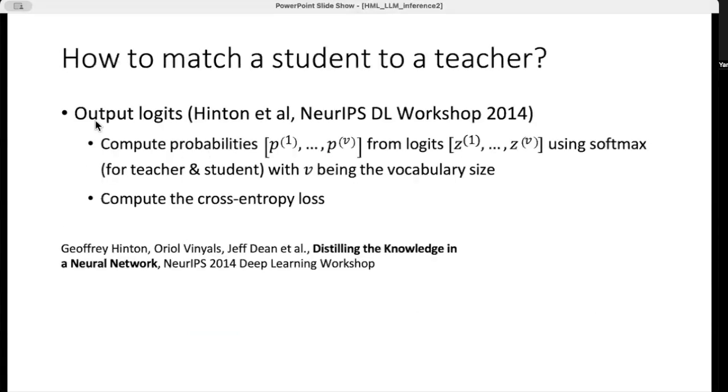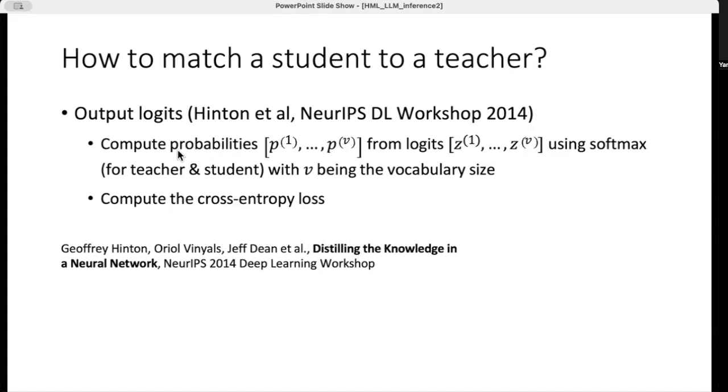And then this is the output logits idea. It is actually proposed by Dr. Hinton and Jeff Dean when they were both at Google. So this is like distilling the knowledge in a neural network. This is the key idea of how they distill a smaller network from a large network. It's interesting to see them both on the same paper for NIPS.